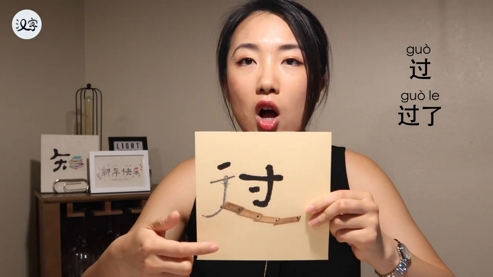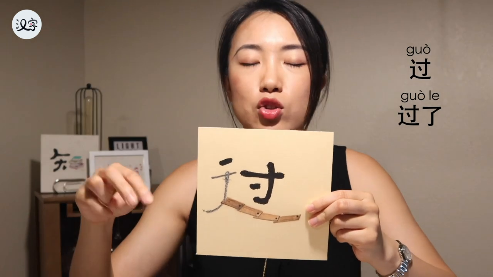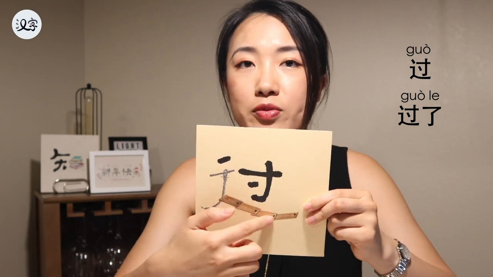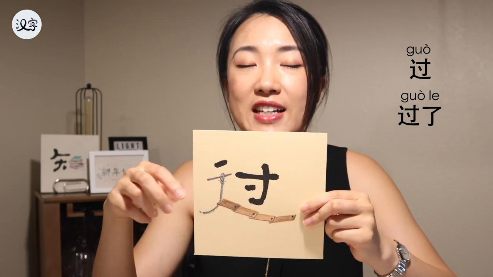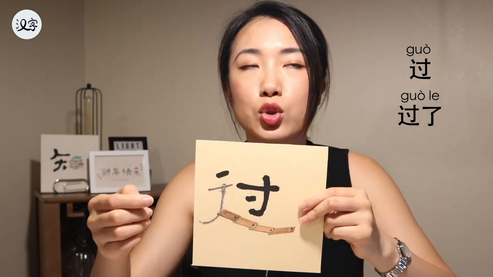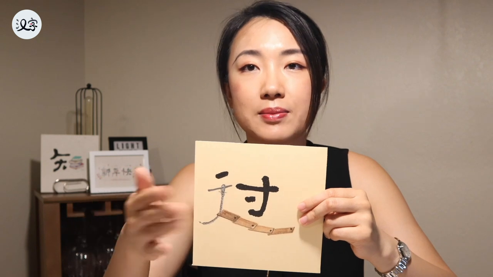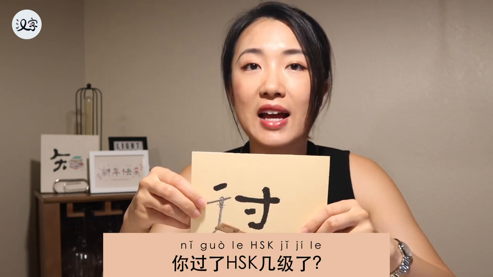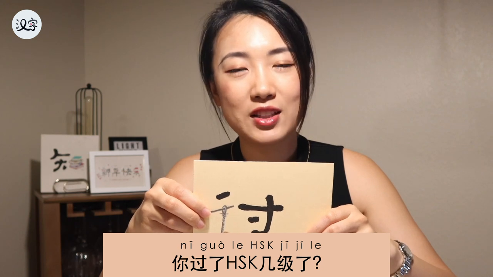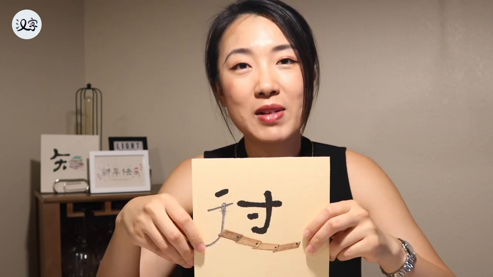Character 过, meaning to cross, to pass. So 走之旁, leg movement, walking, moving related. So walking across the little bridge. 过, to cross, to pass. For example, 你过了 HSK 几级了? Which HSK level did you pass? Let me know in the comment.